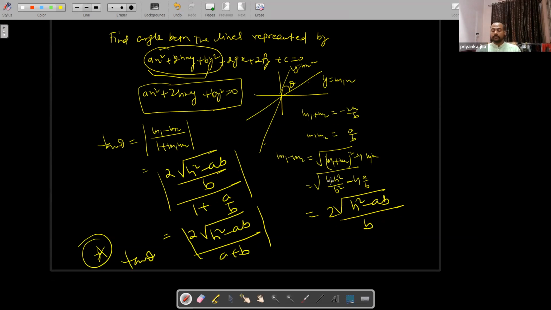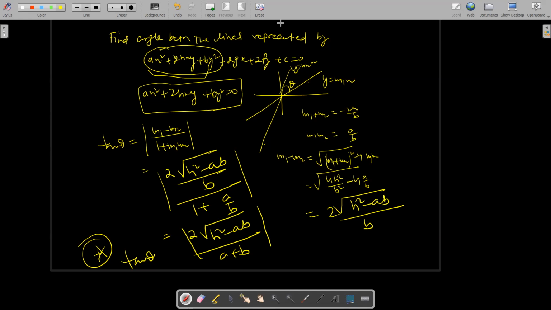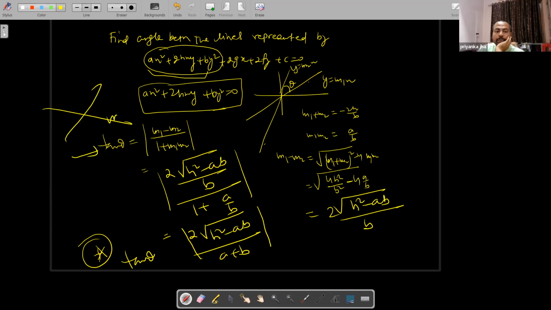Sir, the m1 plus m2 and m1 into m2, both of the values were from our derivation previously, right? Yeah. Sir, I missed the explanation. Can you explain from tan theta again? That is the angle formula. Angle between two lines: suppose this line, this line, the slope is m1, the slope is m2, the angle is theta.